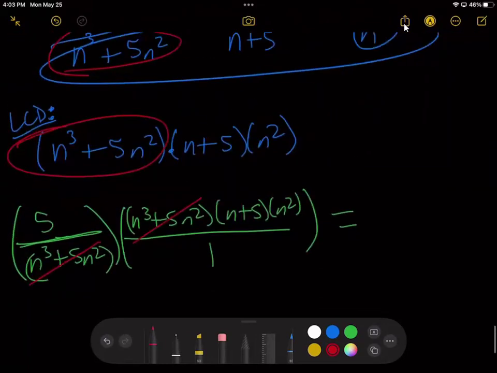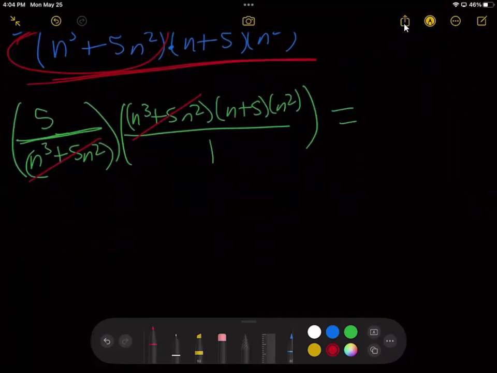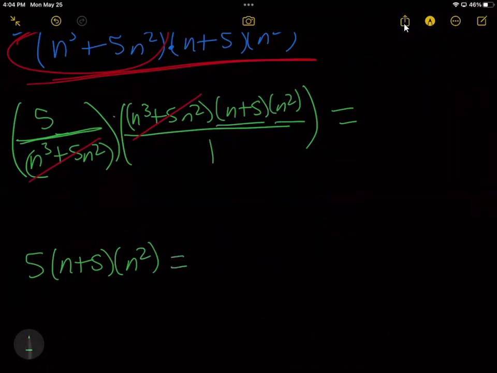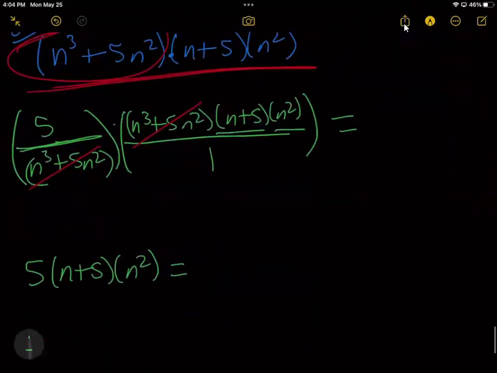So each piece of our least common denominator has a mission. It is to take out the denominator of the one that it came from in order to put everything on one line, no fractions. So that's 5 times n plus 5 times n squared, because I had to multiply it by what was left. Now equals my next two terms.